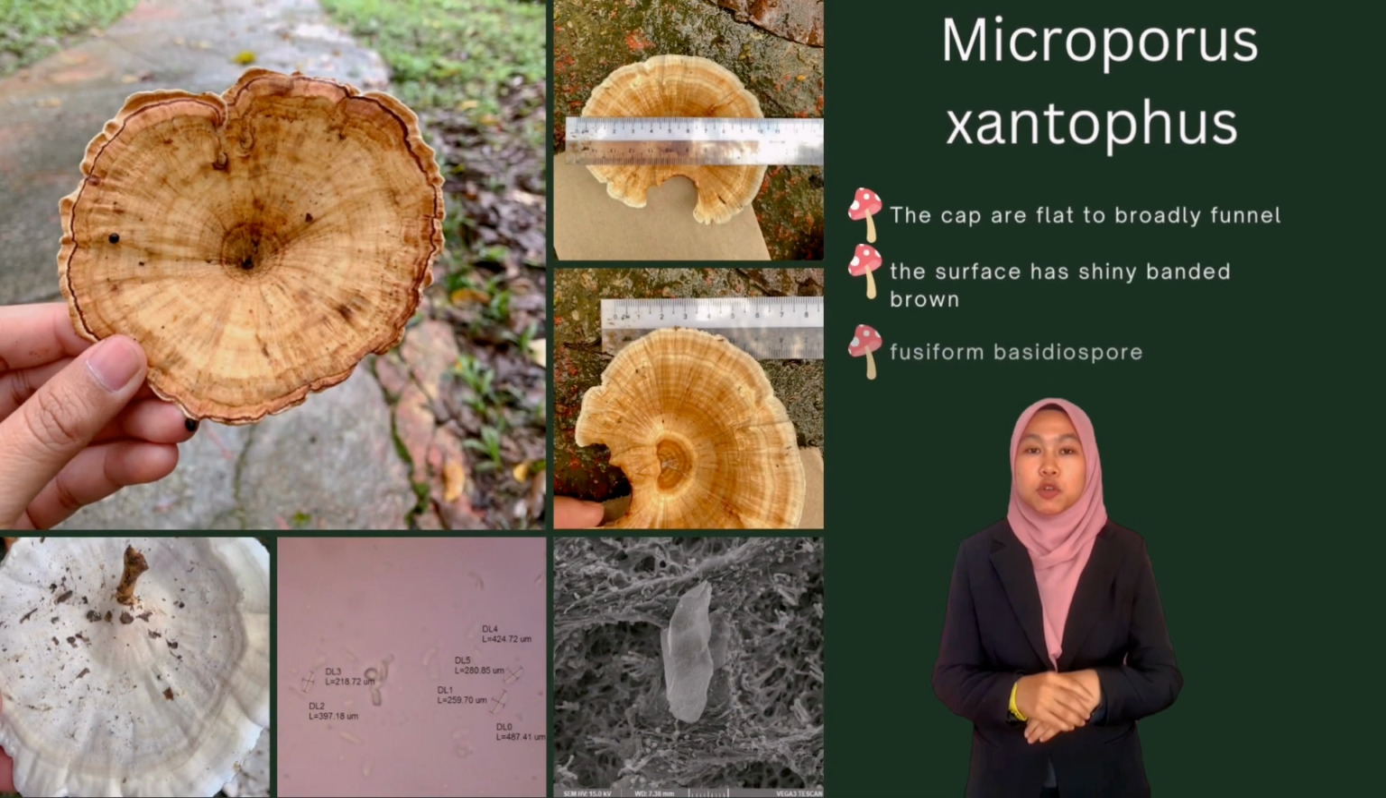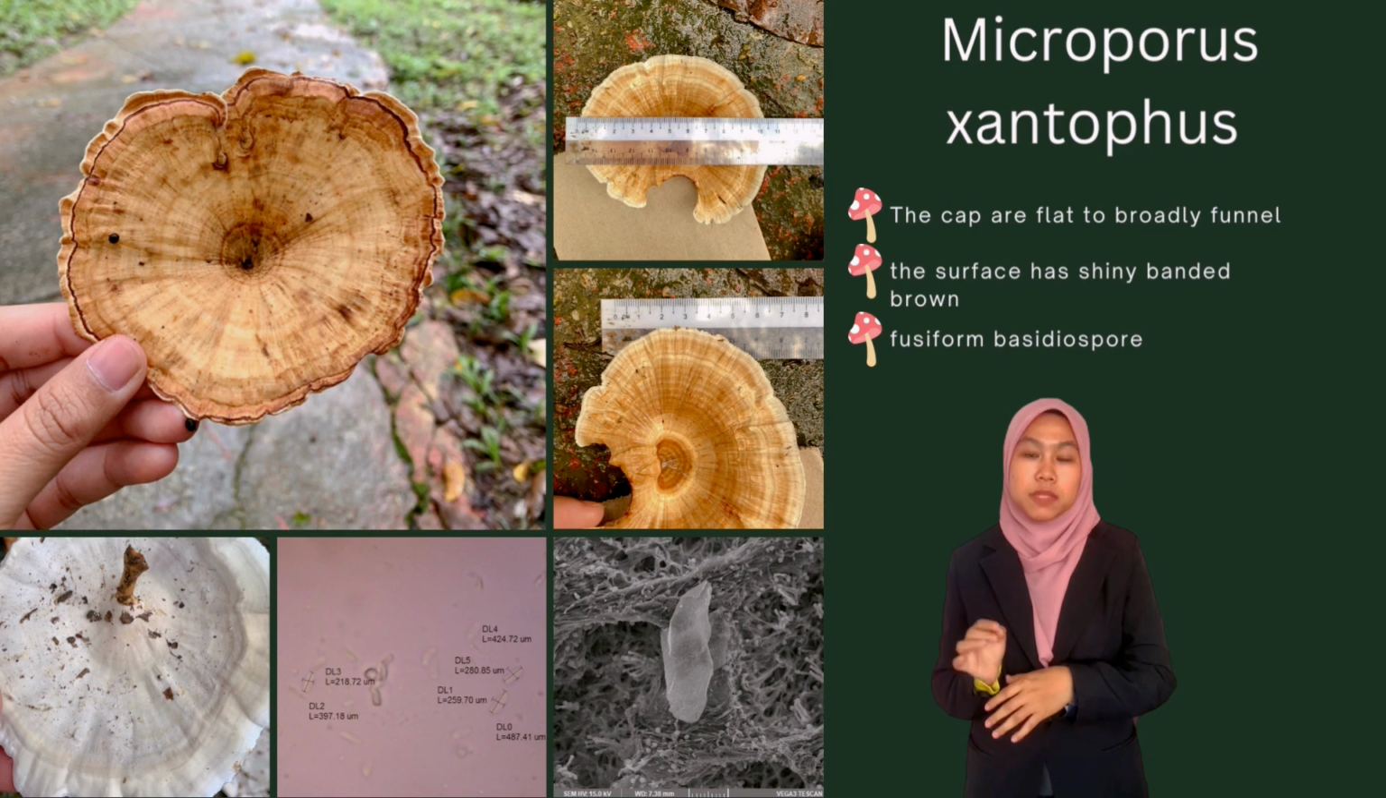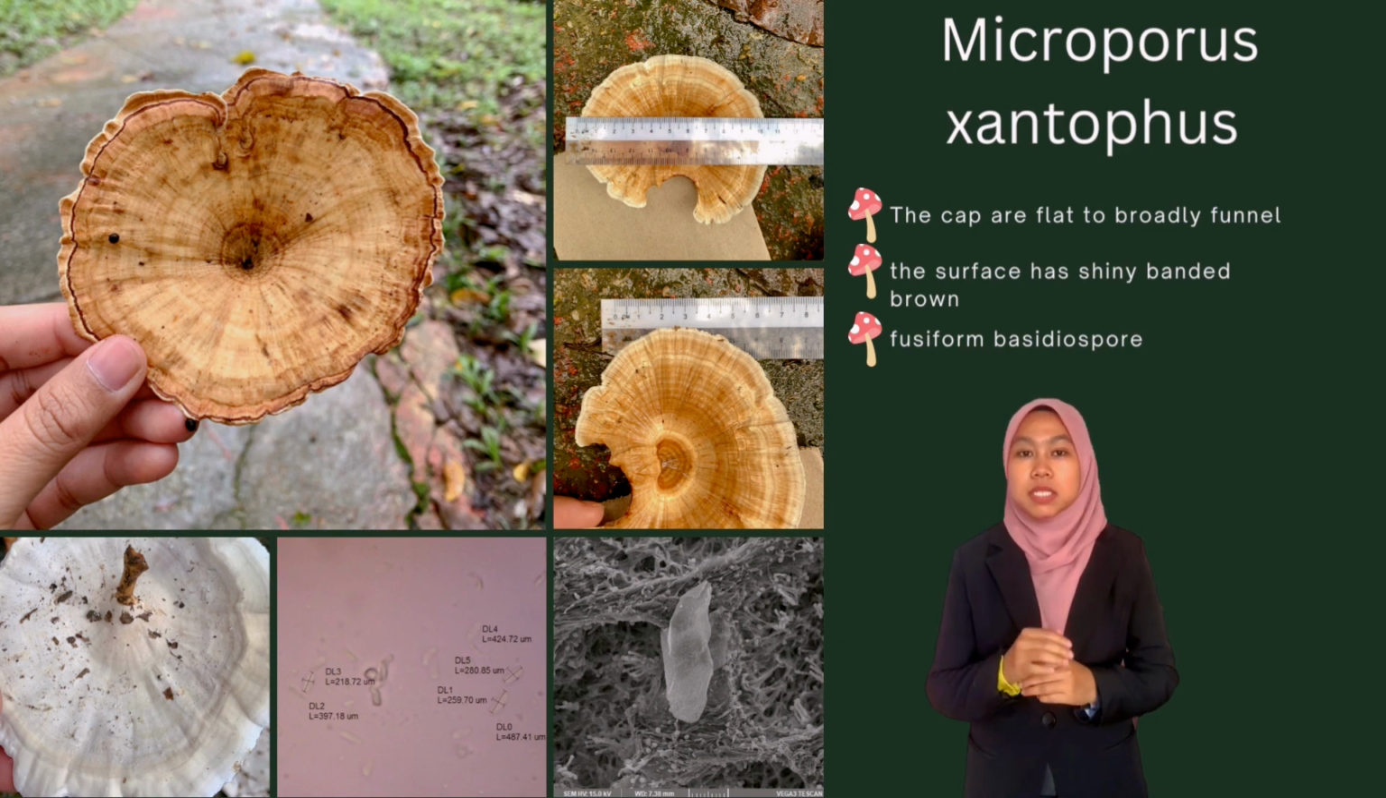Okay, now let's discuss on the macrofungi that I found. Okay, first is Microporus xanthopus. The cap of this macrofungi is flat to broadly funnel-shaped fungus with diameter 10 to 15 cm. The upper surface has a shiny banded brown, and the edge of the cap is cream to white color.